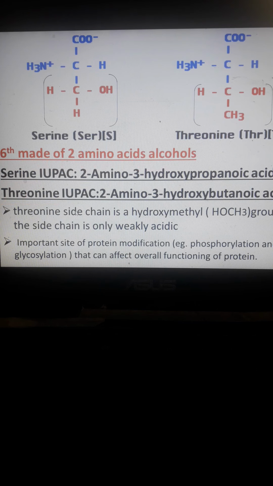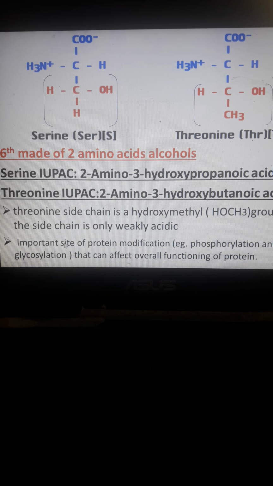Okay? Next. The sixth class is made of two amino acid alcohols. Ito ay yung nakakontain ng OH group or the hydroxyl group. This is the alcohol containing amino acid. Threonine side chain is hydroxymethyl. The OH on the side chain is only a weak acid.